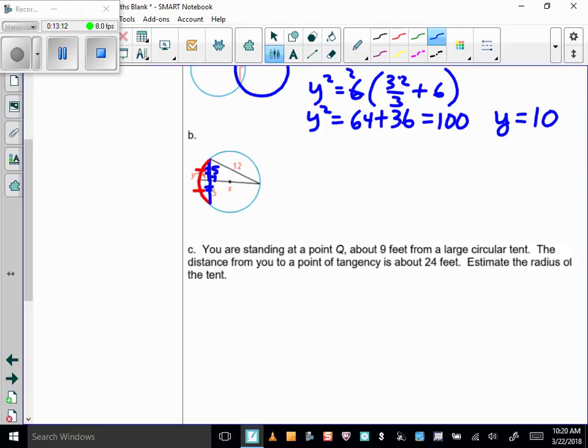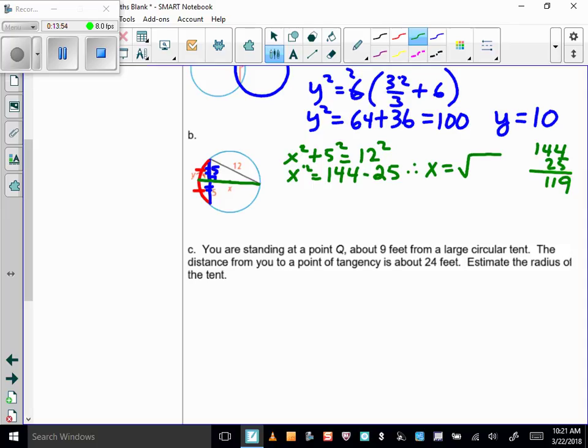So what we've got to do here is part times part using these two chords, the blue one and the green one, and we don't know what x or y is. How can we find x? Oh, we got a right triangle. So let's say x squared plus 5 squared equals 12 squared, just straight up using the Pythagorean theorem. So x squared is 144 minus 25, which is 119. Therefore, x is going to be the square root of 119.